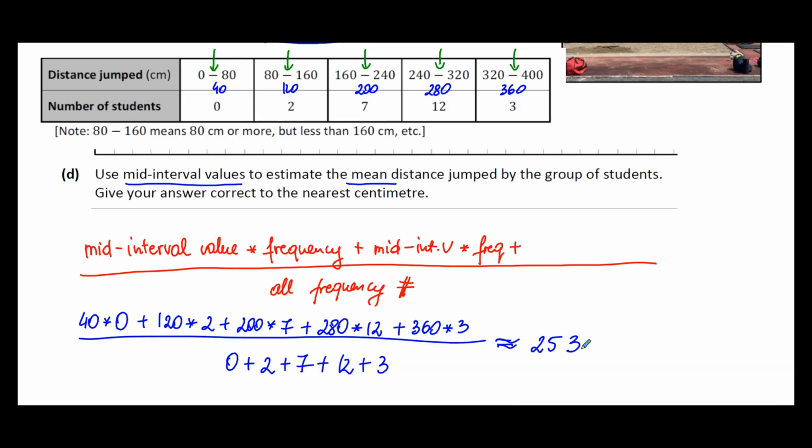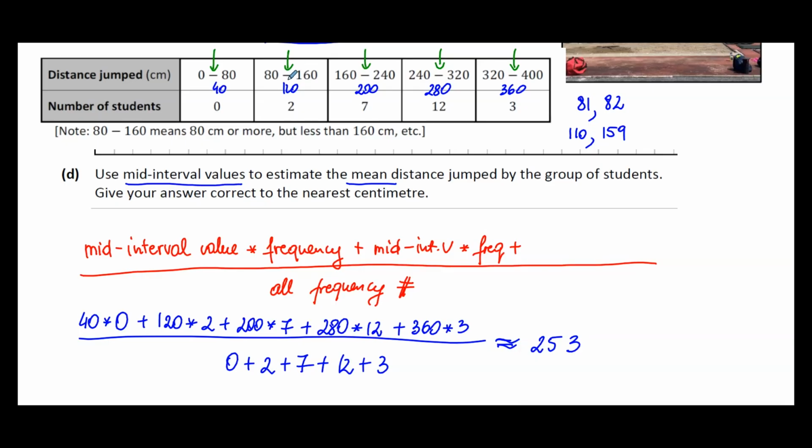Now, I want to use that opportunity to explain a little what that frequency table means. The reason why we are using mid-interval values is this: we have two students that jumped between 80 and 160, but we don't know how much exactly. It could be that one student jumped 81 and the other student jumped 82, or it could be that one jumped 110 and the other jumped 159. It can be any two numbers. We don't know exactly what it is.